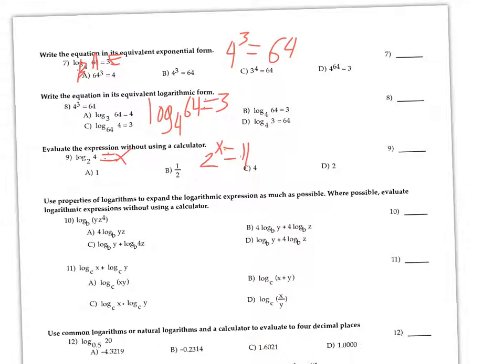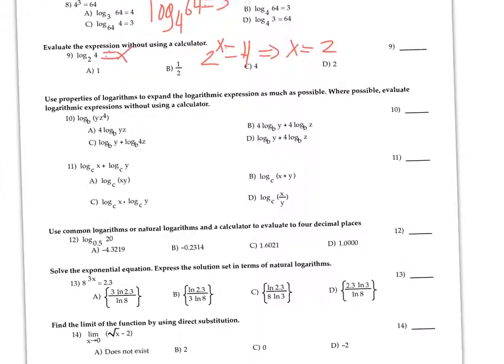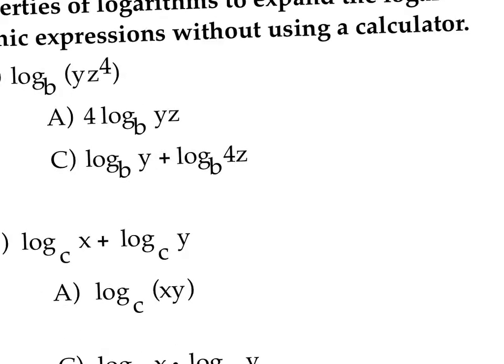Evaluating the expression without using a calculator, log base 2 of 4, or as Mr. Butterworth says it, log 4 base 2. Correct way to say it. He says it's correct. I say it's correct too. We end up with 2 to the x is equal to 4. That means x has to be 2.